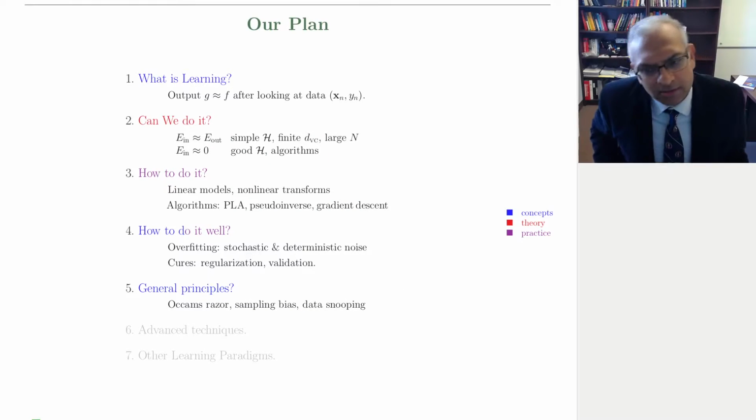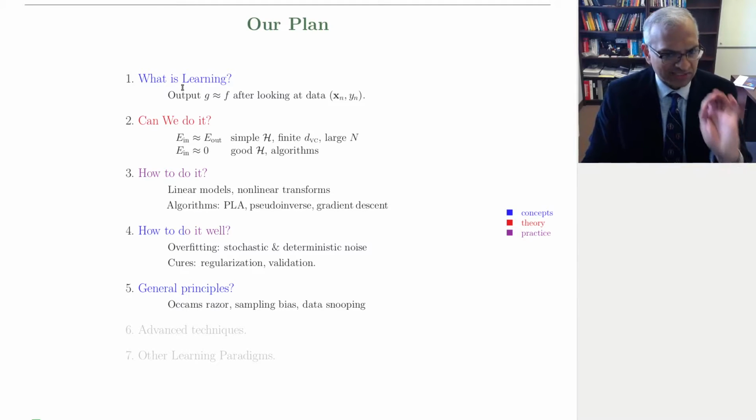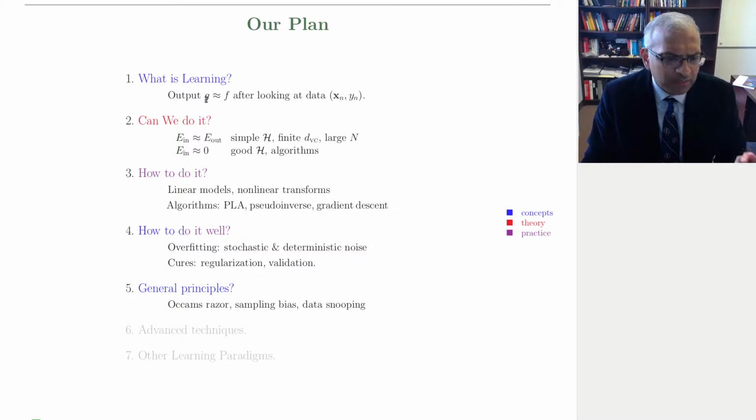And now let's look at what we said we were going to try to accomplish in this course. Okay, so we said we're going to start by trying to figure out what is learning. Let's try to pin down learning, and we pinned it down. Learning is outputting a final hypothesis G that approximates F. It's how successful are you in driving forward?